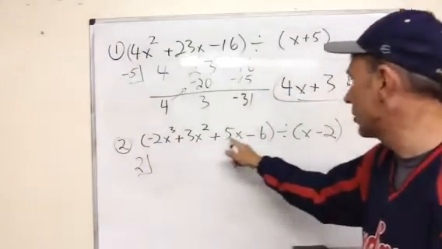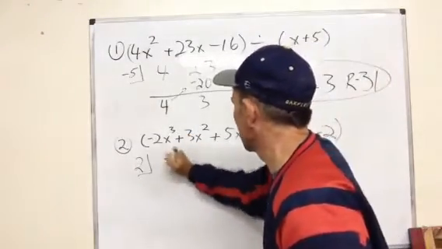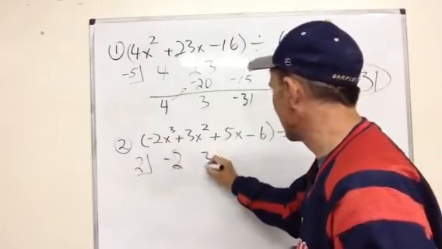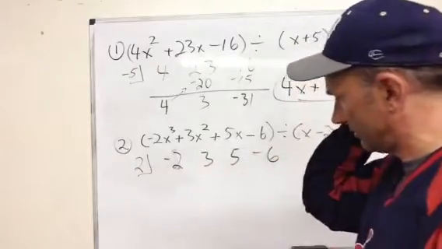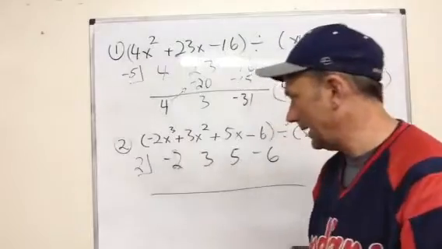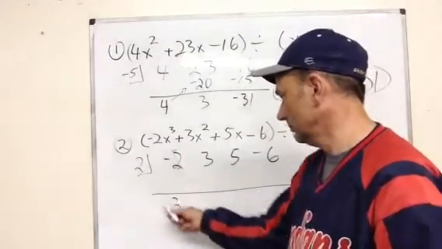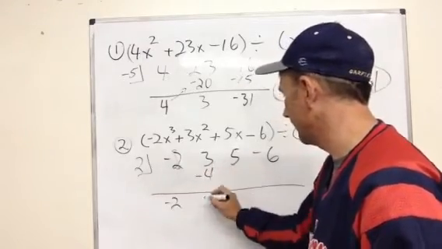I copy down these coefficients. This coefficient is negative 2. This one is 3. Go down to my x's, it's 5. And a negative 6. Draw my line. Add down. Negative 2 and nothing is negative 2. Multiply these numbers. We get negative 4.